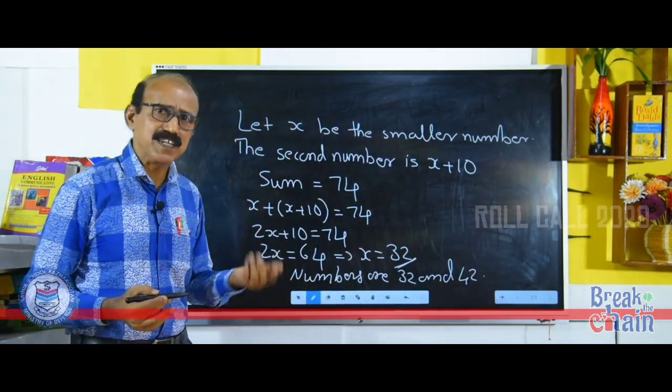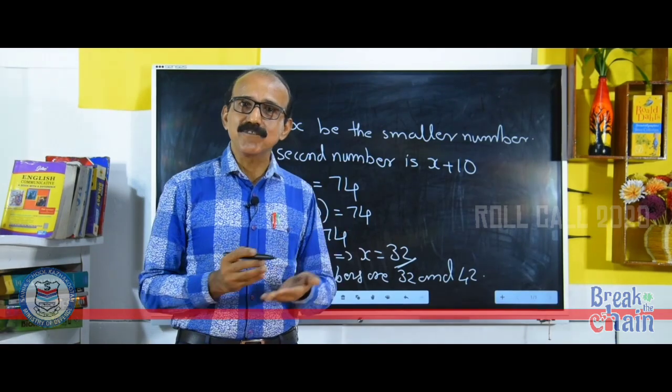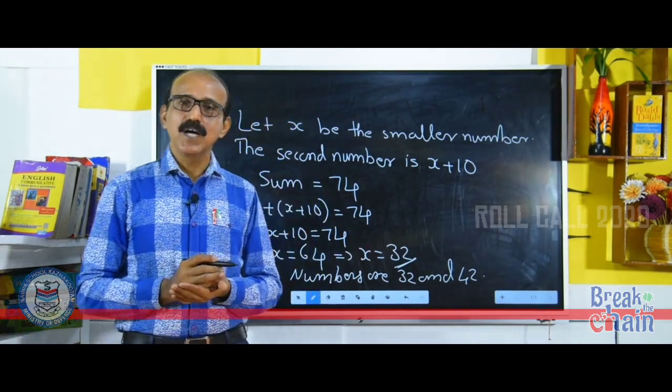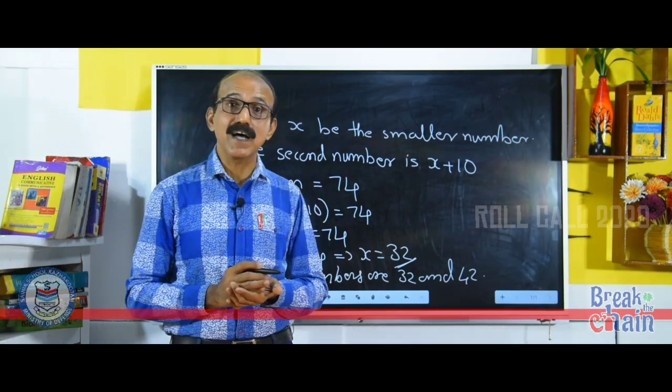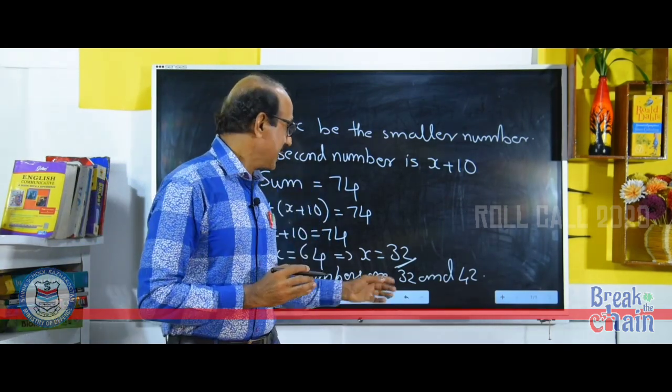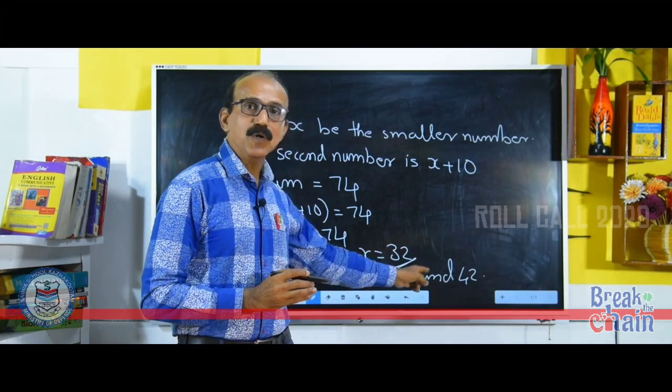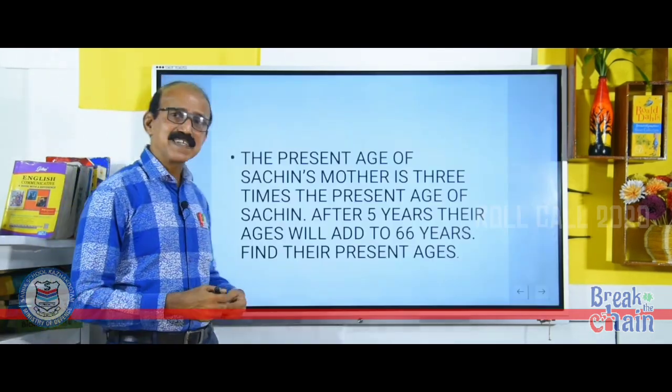Therefore 32 and 42 are the numbers. You can even verify your result. We know that 42 is 10 more than 32, and also while adding 32 and 42 we get the sum as 74. So the correct answer is 32 and 42. Let us take one more example.